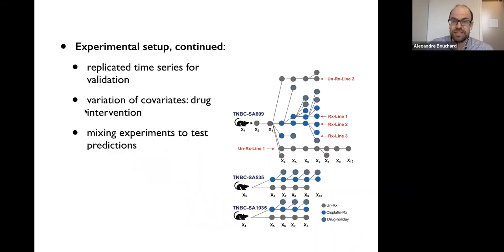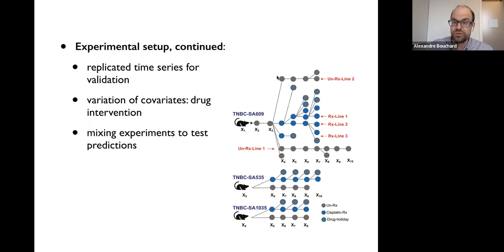So to give you a bit more detail on the experimental setup, what is going on is more than one time series. So there are replicated time series that are used, for example, for validation. And we can also vary some covariates, for example, drug intervention. So the color here, you see that the blue here are points in the time series that are subject to cisplatin treatment. And then we can study how the fitness changes from the part that are in the treated part and the untreated part. I will come back to that a bit later once we build a model.